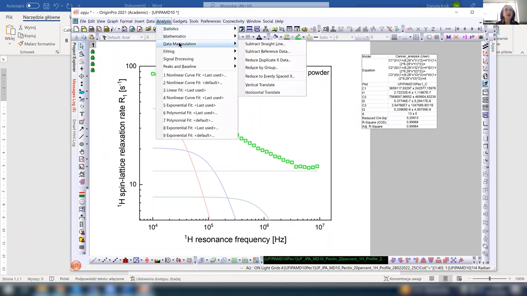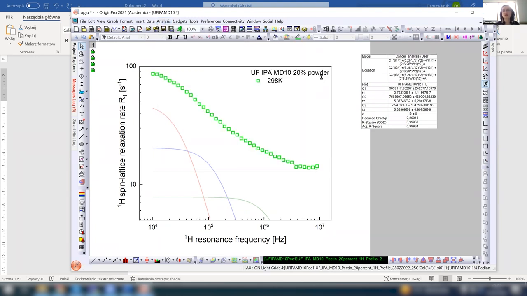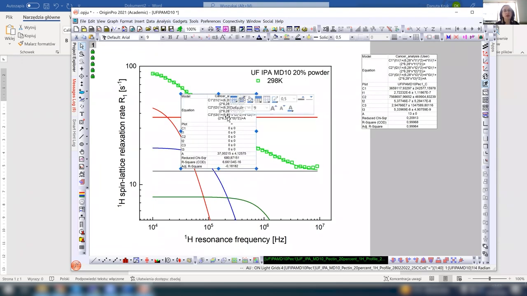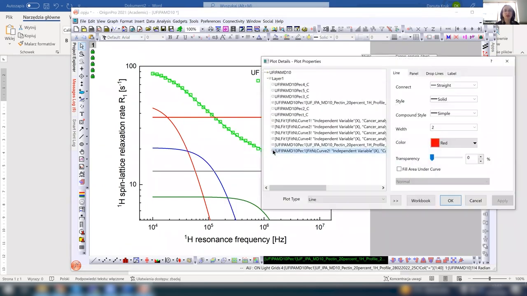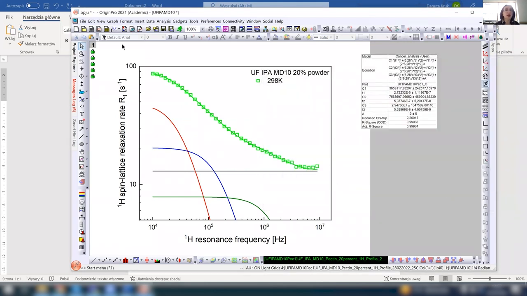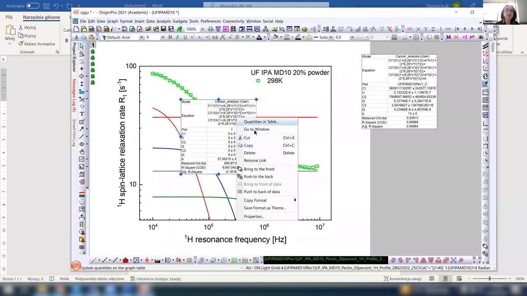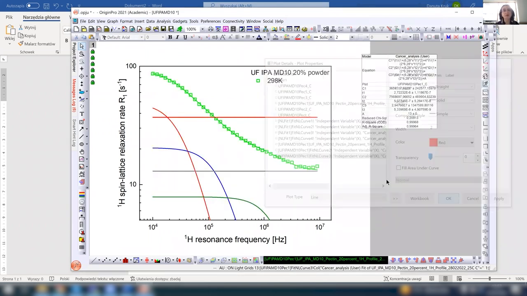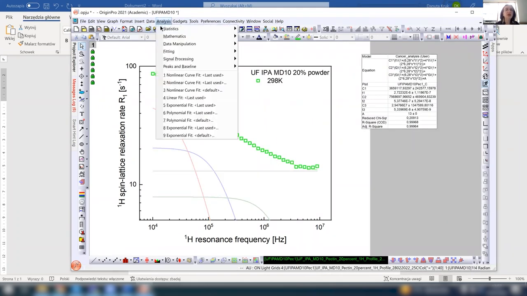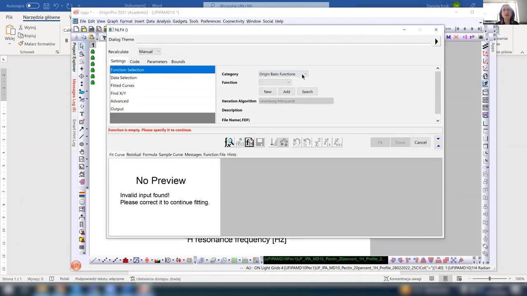We can do such a thing: analysis, fitting, last used. Not, it's not what I wanted. Sorry. I will show you something. Analysis. We have to enter this dialog. Okay. It forgot everything. So analysis, fitting, nonlinear curve fit, open dialog, and I will do something funny.